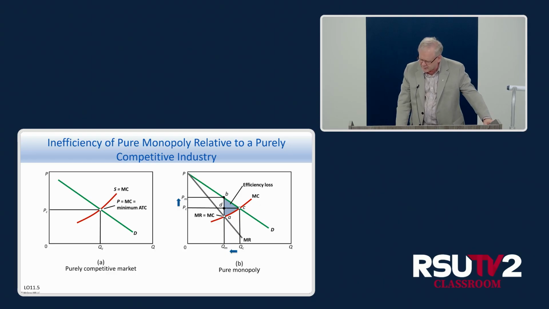So consumer surplus diminishes without question. Producer surplus probably enlarges, but that's not necessarily always the case. Notice that producer surplus is the area below the price and above the supply curve.